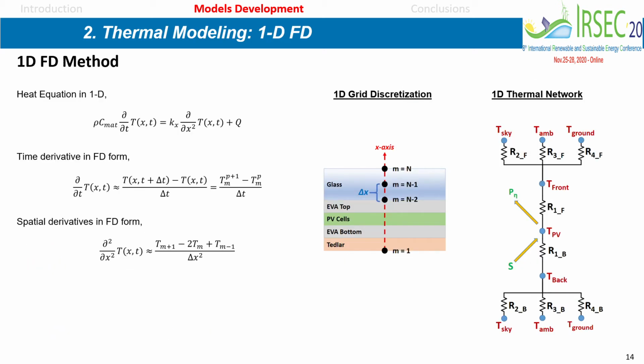Now let's go to the 1D finite difference. We also looked at the 1D finite difference that we presented before at IRSEC, and we also improved the results by just changing the heat dissipation modeling, especially the top, bottom and side boundary conditions, or heat sinks, sorry, sink temperatures.